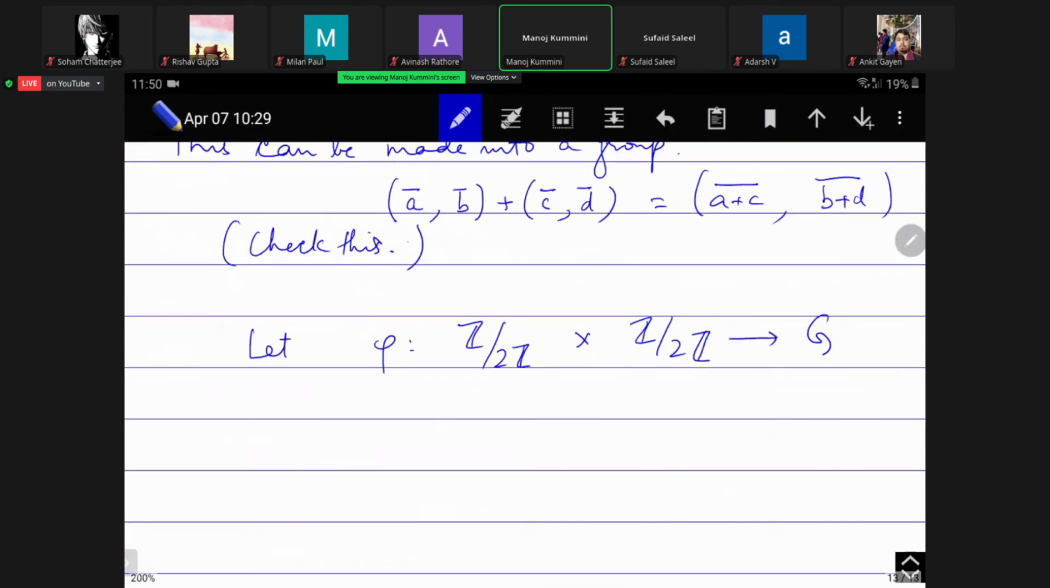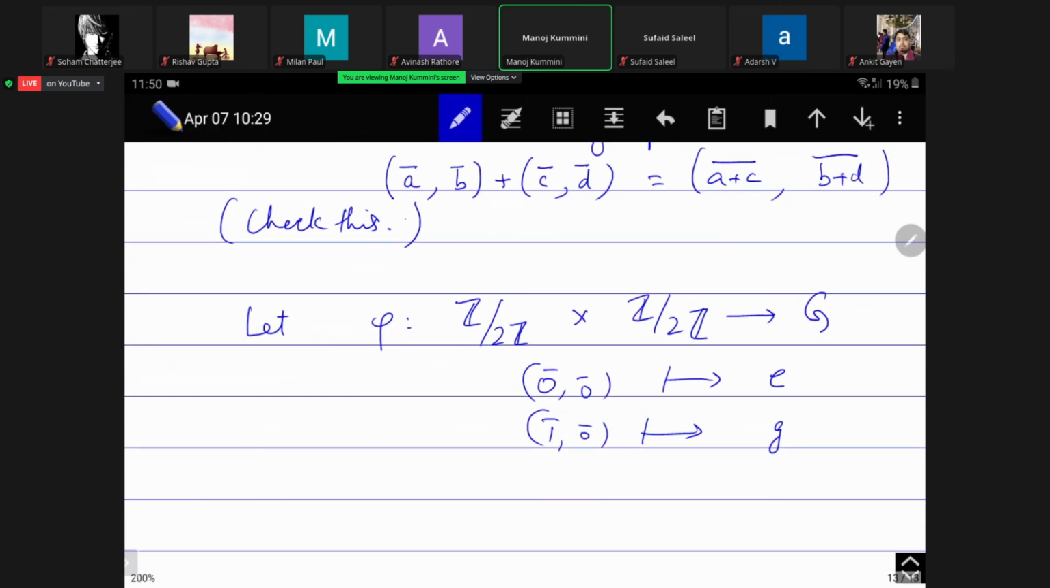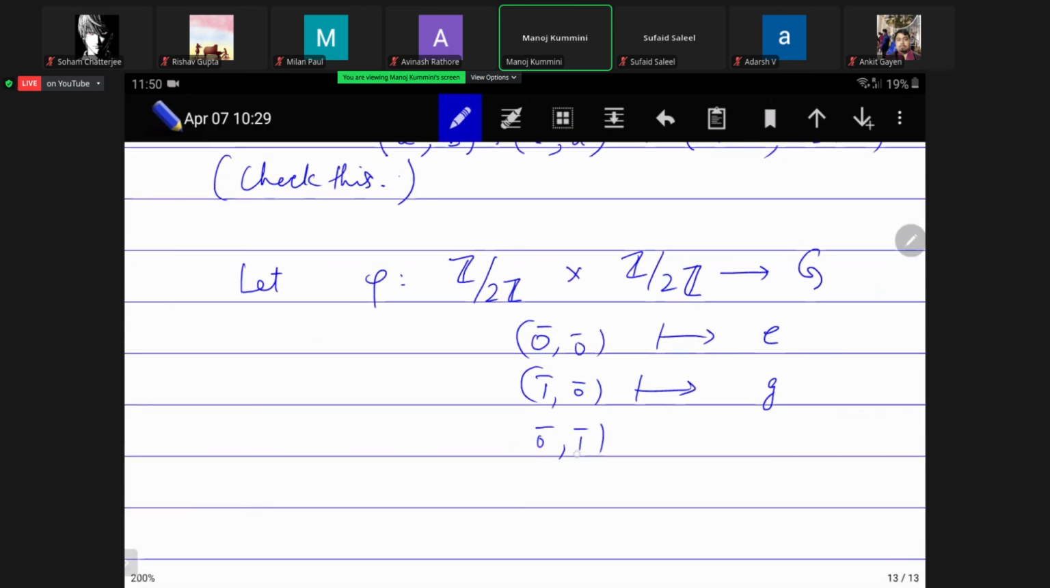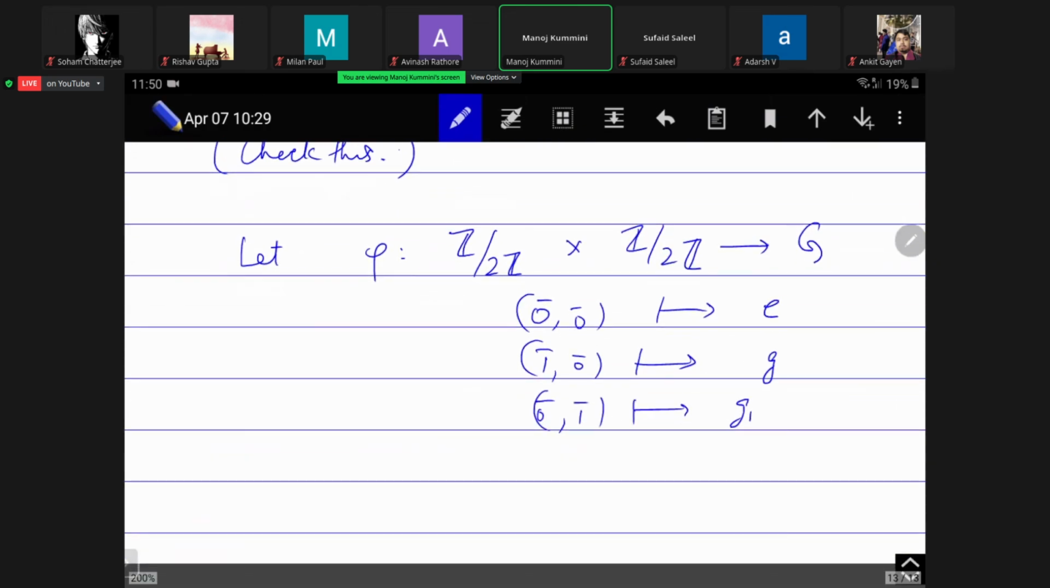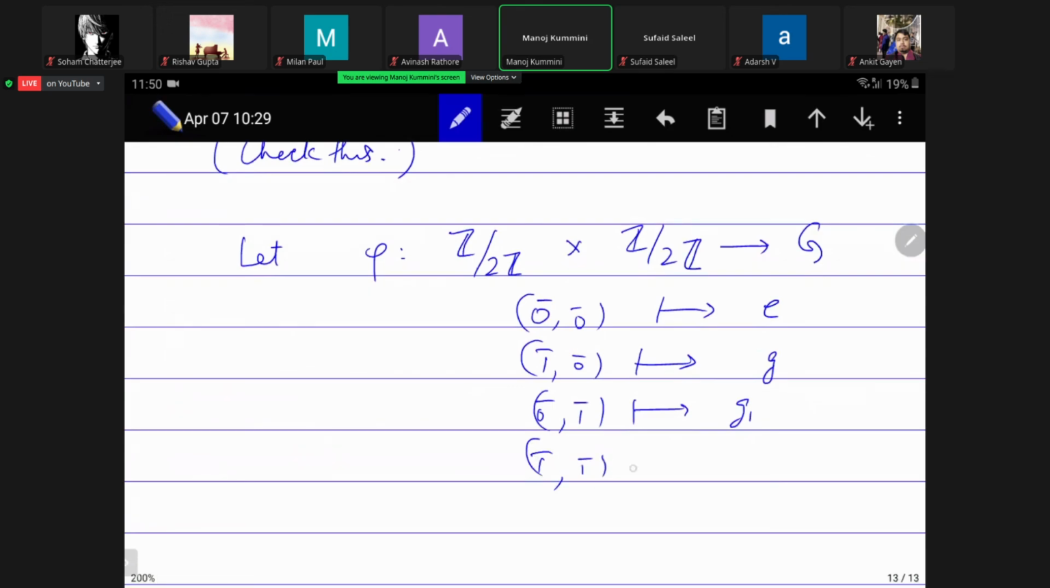Let it be the map in which (0 bar, 0 bar) of course goes to the identity element. (1 bar, 0 bar) goes to G. (0 bar, 1 bar) goes to G1. And (1 bar, 1 bar) goes to, there are 4 elements here, right? Individually the sets have 2 elements, and the Cartesian product will have 4 elements. This goes to G1G, which is also equal to GG1. It is because it's abelian that this makes sense.